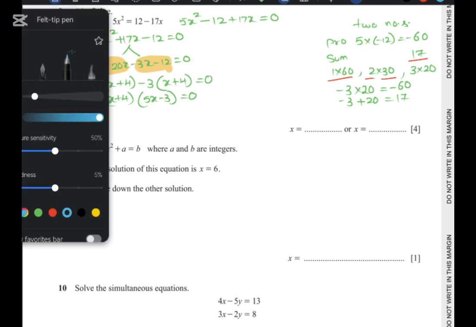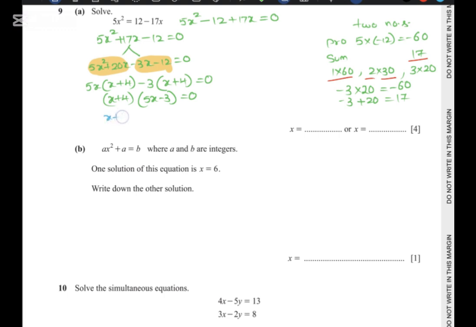Now after factorization, find out the values of x. So x plus 4 is 0, x will be minus 4, and 5x minus 3 is 0, x is 3 by 5. So this is your final answer, minus 4, 3 by 5. Sorry, 3 by 5.